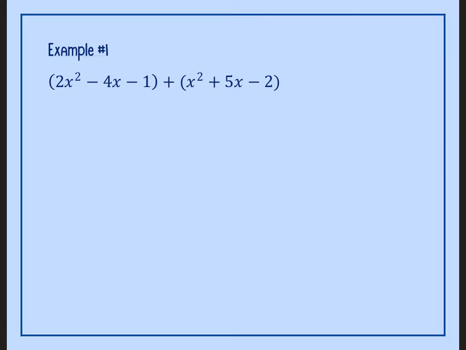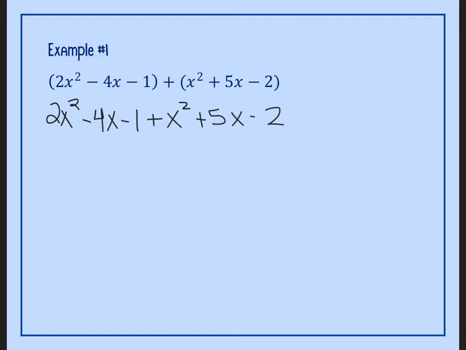So we take a look at this first problem. We have two polynomials. This is the first polynomial, and we are going to add it to the second polynomial. Well, when you add polynomials, we can actually drop the parentheses. Okay, so now we have 2x squared minus 4x minus 1 plus 1x squared plus 5x minus 2. When we combine them, our exponents do not change. When we combine like terms, only the coefficients change.